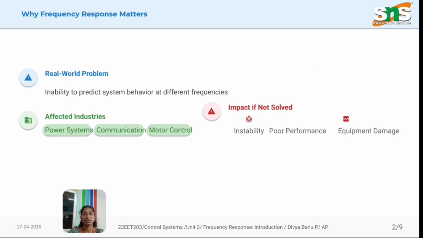Let us start with an introduction. So why does frequency response matter? The main thing is a real-world problem, which is the inability to predict the system behavior at different frequencies. If the frequency is not constant, then it affects industries in major areas like power systems, communication industries, and motor control. The frequency is very important in communication. So what is the impact if we do not consider frequency as a main parameter? Instability happens, the performance will be very poor, and equipment damage happens.